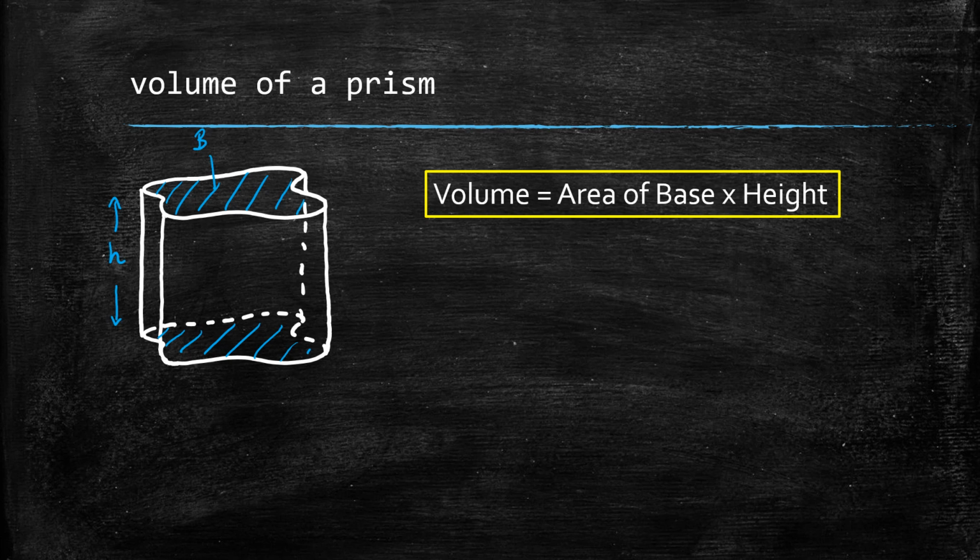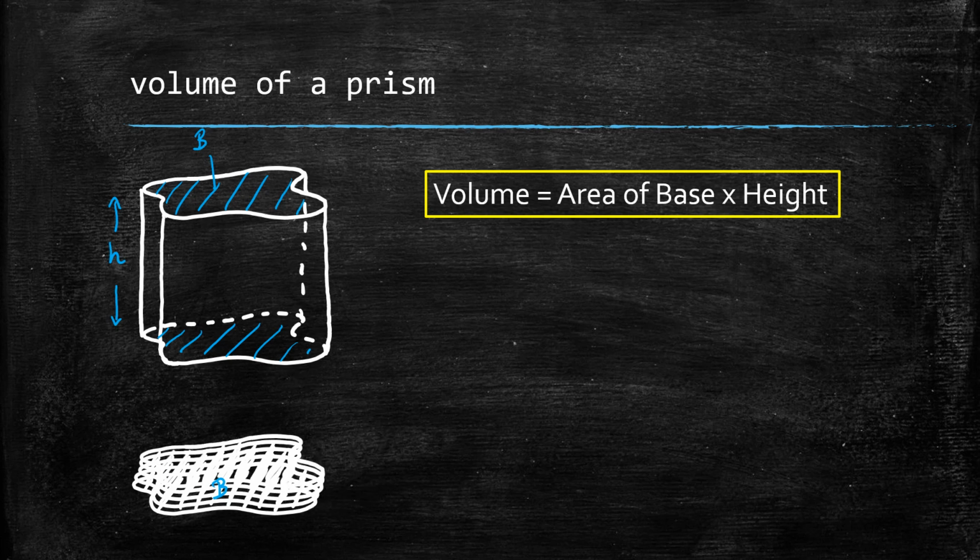Hopefully this makes sense to you. Let me just extract that base out. So that's the area of the base, B. Just imagine how you create this prism. You just take those bases, the same congruent shape, and stack them on top of one another. So obviously the area of the base, times the height, because that's how many stacks we'd like to get in there, gives the volume of a prism.